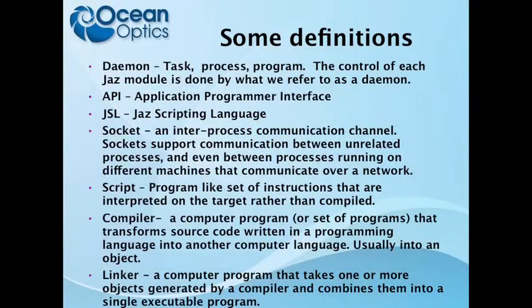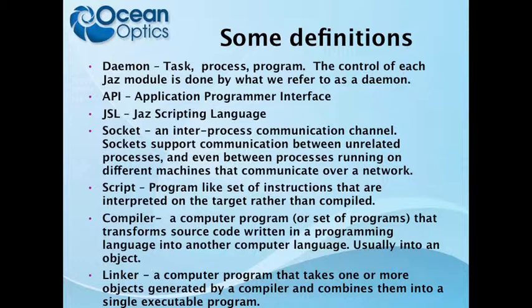A script. A script is a program-like set of instructions. It is not a program. It is a program-like set. It is interpreted by the machine that it is running on rather than running directly on the machine. So there's another piece of software that has to interpret that script in order for it to run on your computer. Same thing happens in a Jaz.